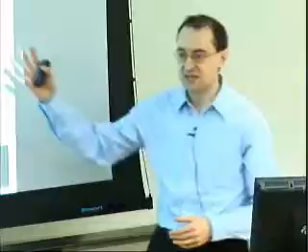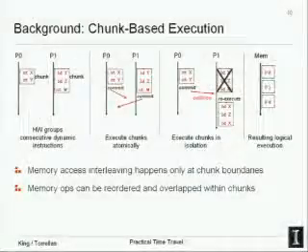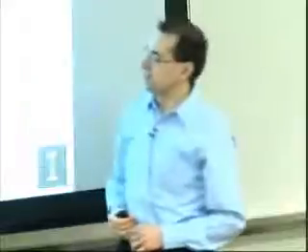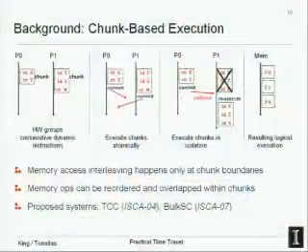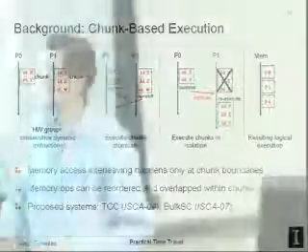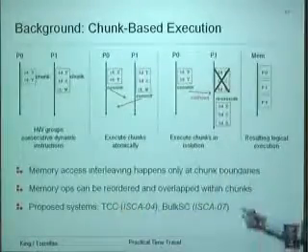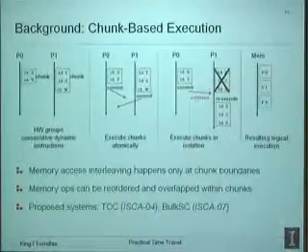Imagine we have a machine that supports transactions all the time, and in this case I'm going to assume that they are invisible to the software. The interesting thing here is that inside the chunk, memory accesses can be reordered and overlapped in any way I want because they won't be visible. Examples of systems that use this are TCC, transactional memory coherence and consistency from Stanford, and Bulk from Illinois.